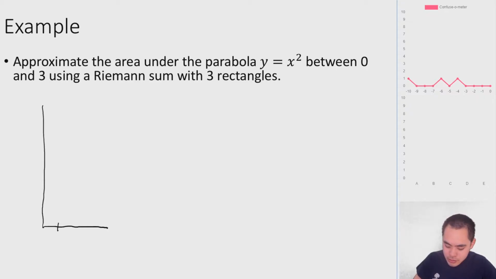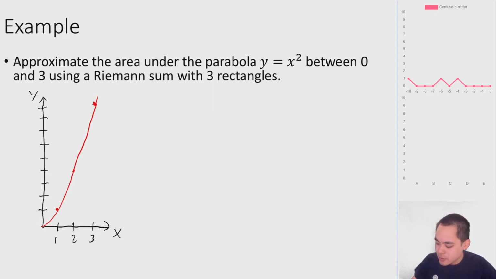So let's see, 0, 1, 2, 3, and 1, 2, 3, 4, 5, 6, 7, 8, 9. This is the x-axis, this is the y-axis, and we have a curve that goes up. You all know how to draw parabolas. So we have this area, and we want to approximate it. We can try to approximate it using these rectangles. And of course, this will overcount it, but that's probably fine, right?